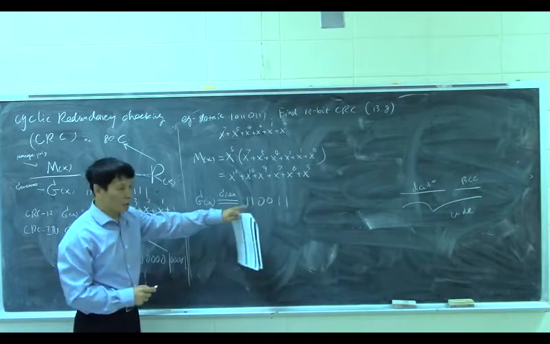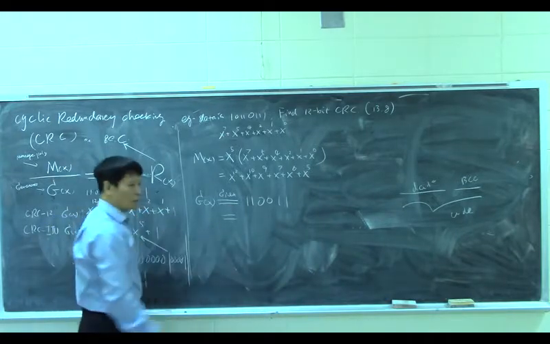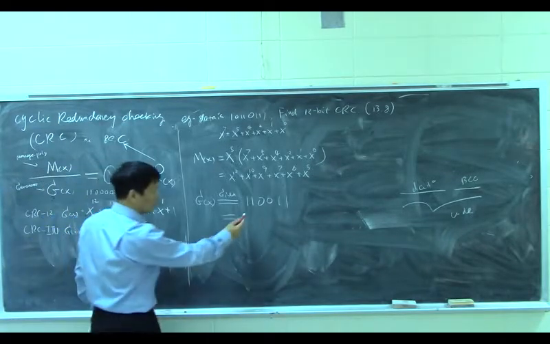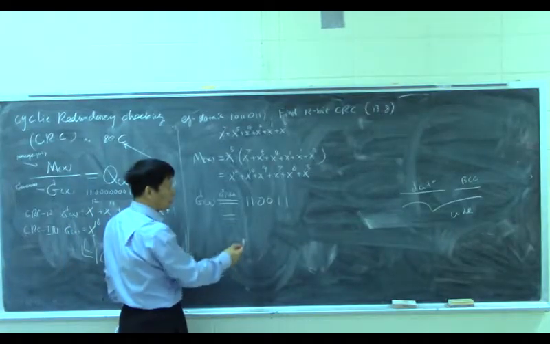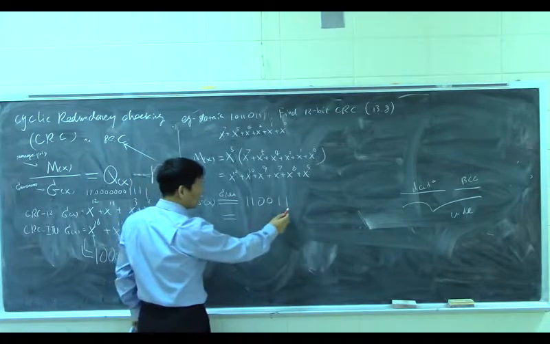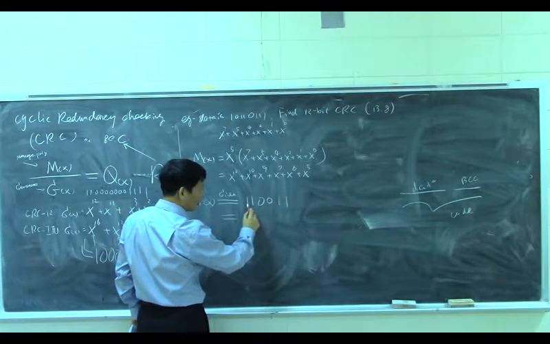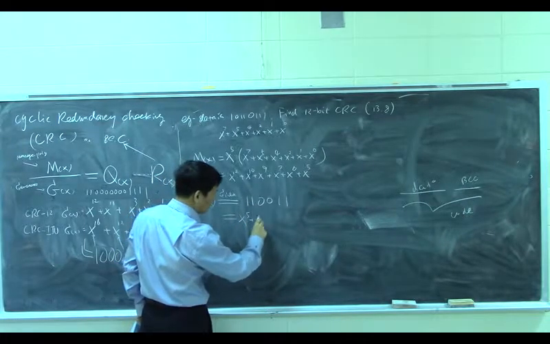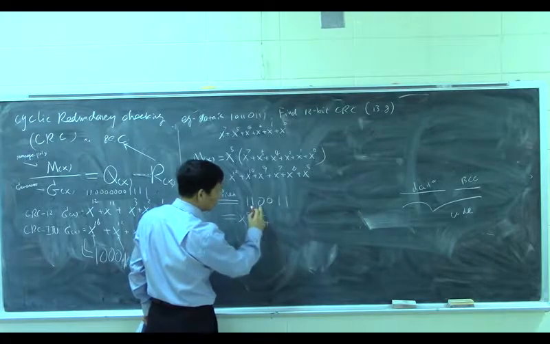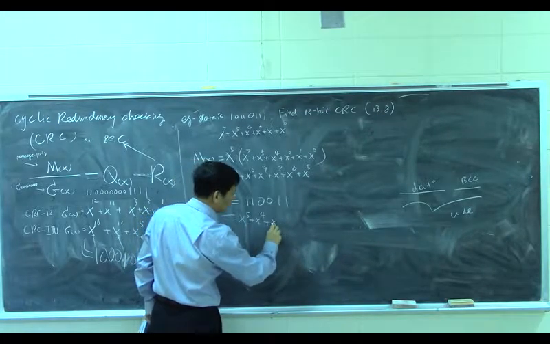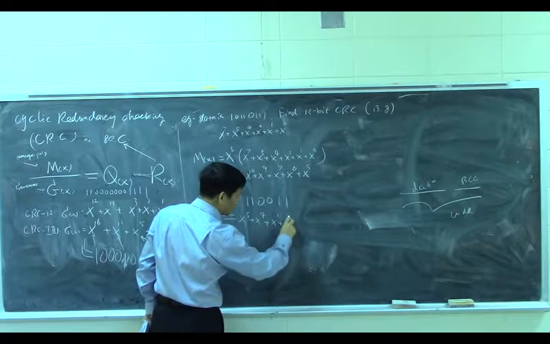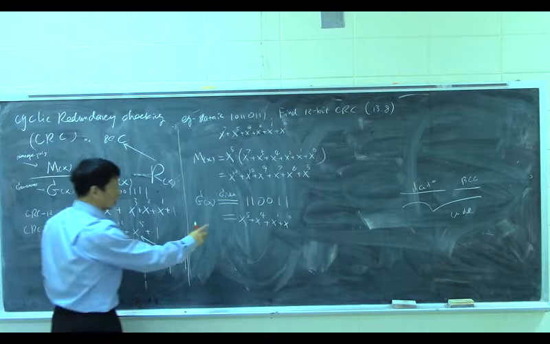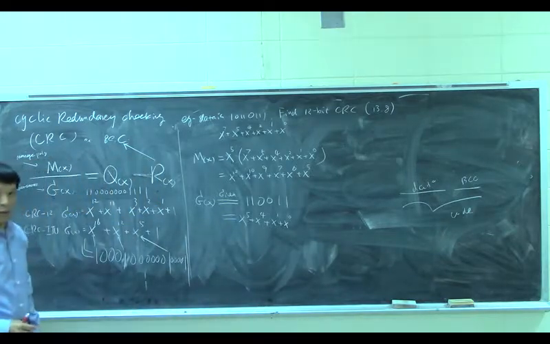Those are in the form of coefficients. We convert this one into a polynomial. Which one do we start with? 0, 1, 2, 3, 4, 5. So x to the 5 plus x to the 4 plus x to the 1, then plus x to the 0, or just equals 1. So this one is the generating polynomial.